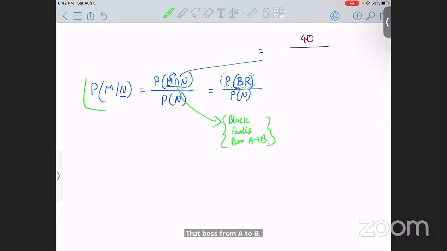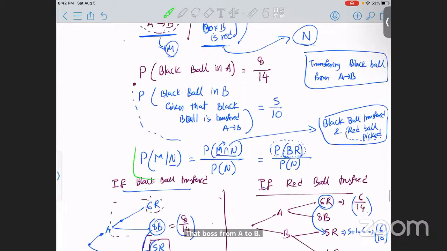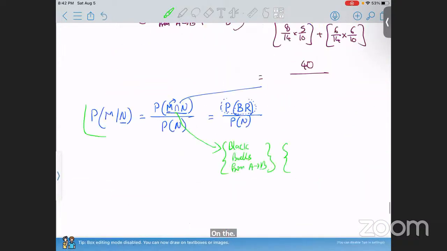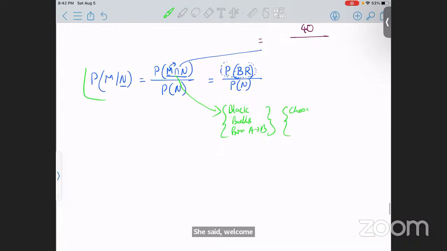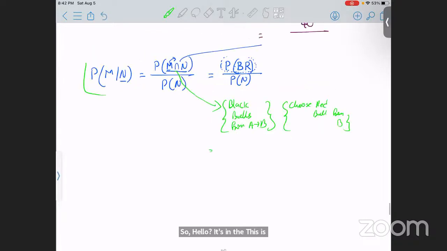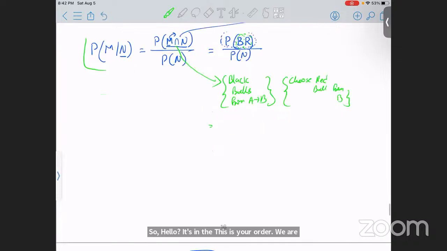And N, what is N? Choose red ball from B. Isn't this carefully? Then this is your order. BR means order. So choosing black ball. What is the probability of choosing black ball?